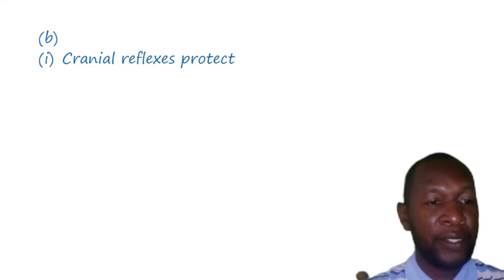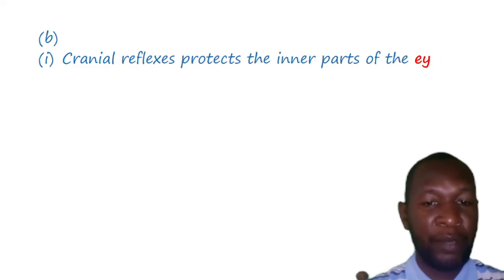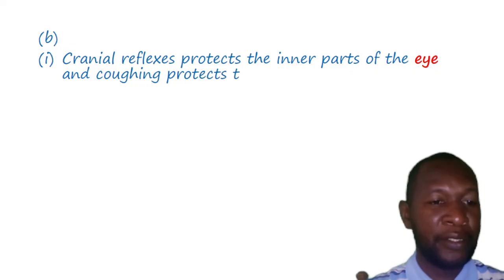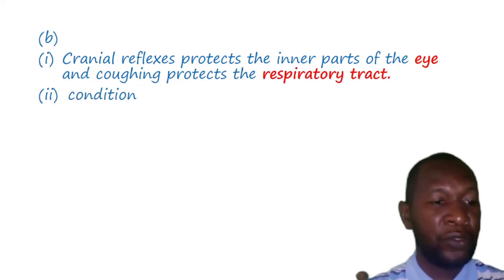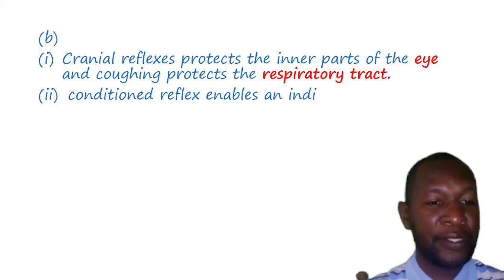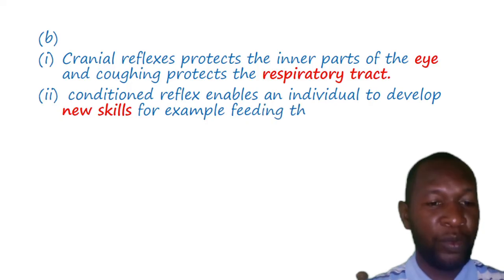Part B. 1. Cranial reflexes protect the inner parts of the eye, and coughing protects the respiratory tract. 2. Conditioned reflex enables an individual to develop new skills, for example, feeding themselves or driving a car.